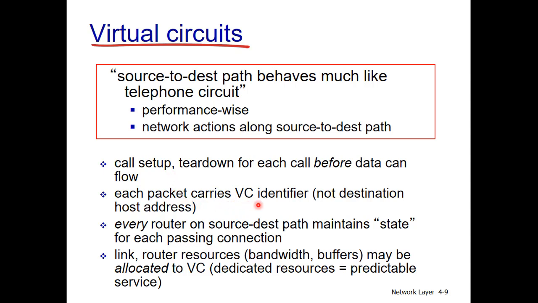Each packet carries a virtual circuit identifier, and that is different from the destination host address. That has nothing to do with the destination host address. How it works, we will talk about. Every router on the source-destination path maintains state for each passing connection. Every router maintains a state. We will talk about that. Link and router resources, bandwidth or buffer, may be allocated in the virtual circuit case.